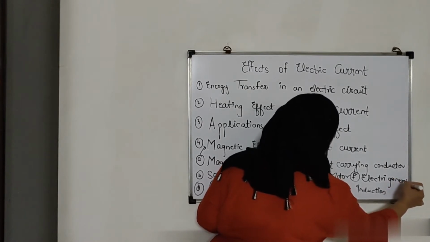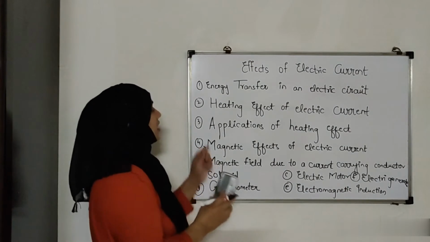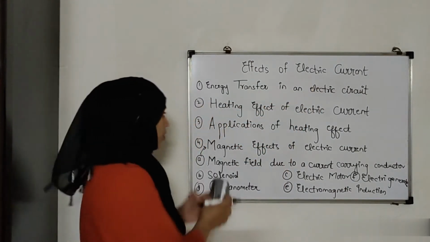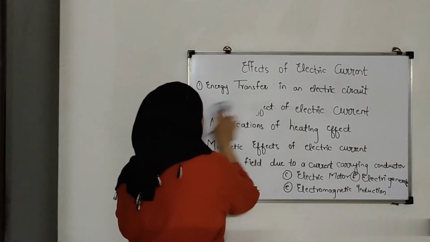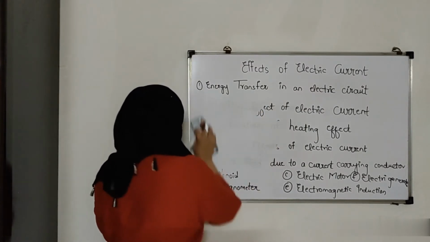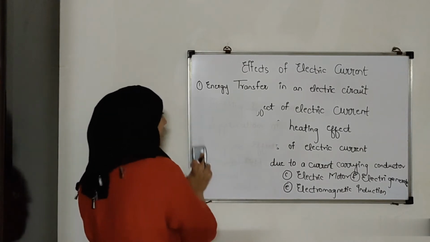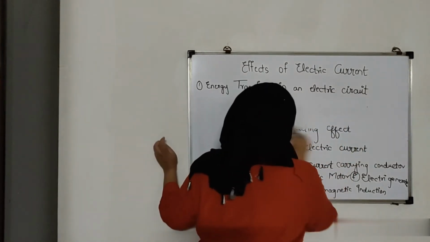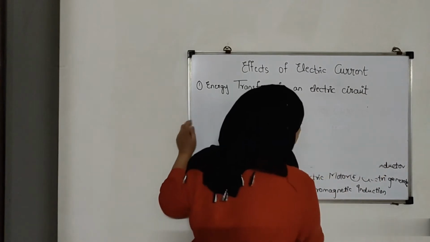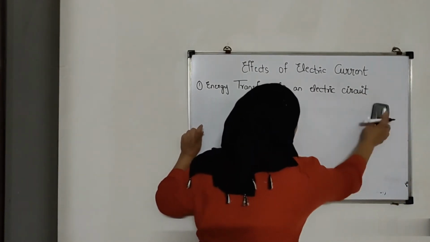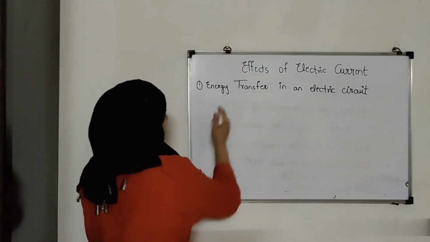Okay. So we are starting now with the first topic, that is energy transfer in an electrical circuit. So basically what we are going to see is nothing but the electrical energy. How is the energy calculated in an electrical circuit? For that first we need to revise our Ohm's law.